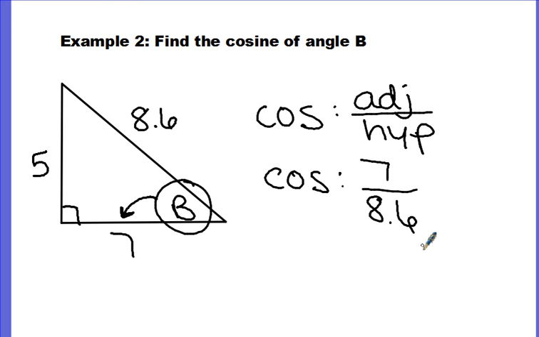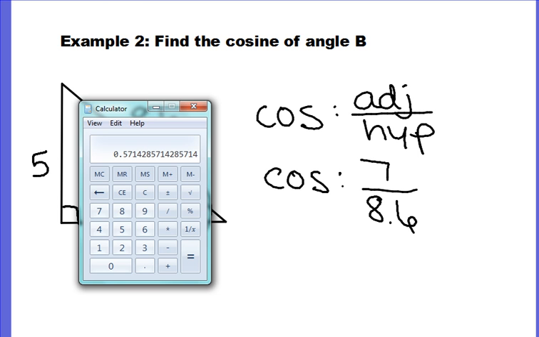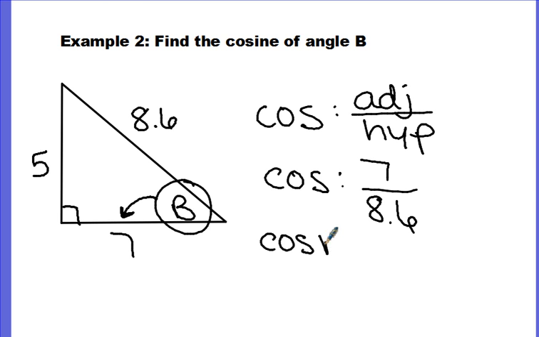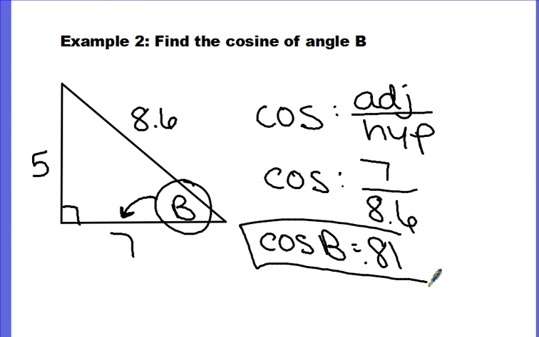Again, we're going to pull out our calculator. We want to find a solution rounded to 2 decimal points. So 7 divided by 8.6 is equal to 0.8139. We're going to round to 2 decimal places. So the cosine of B is equal to 0.81. That is the final solution.